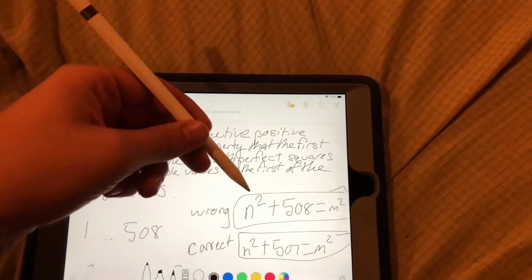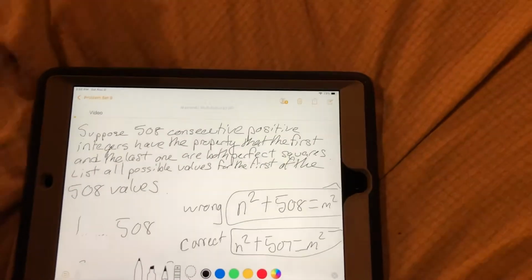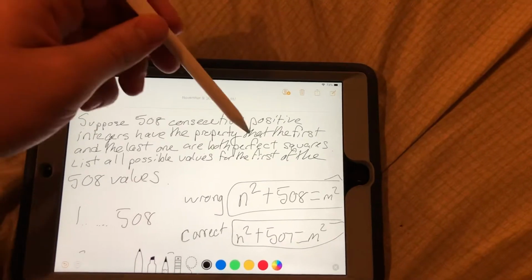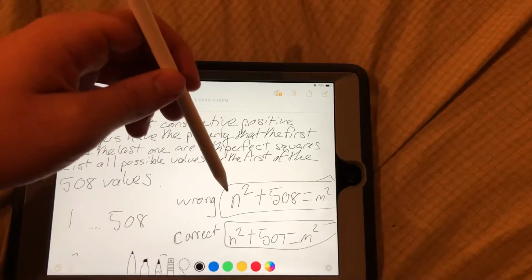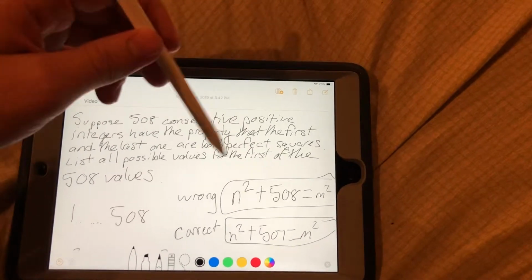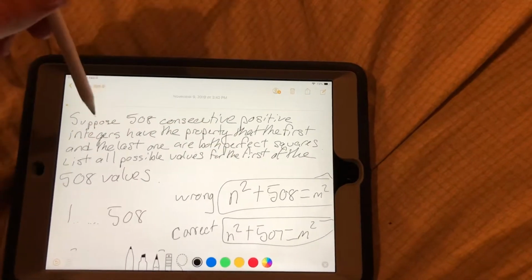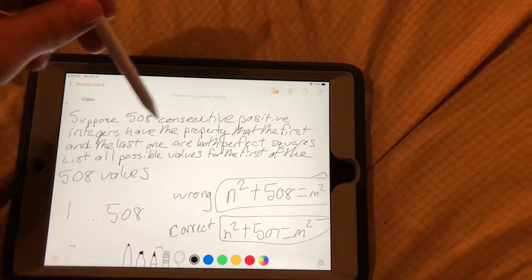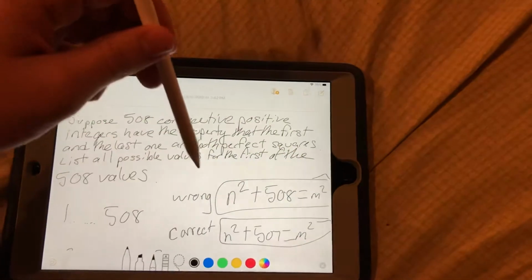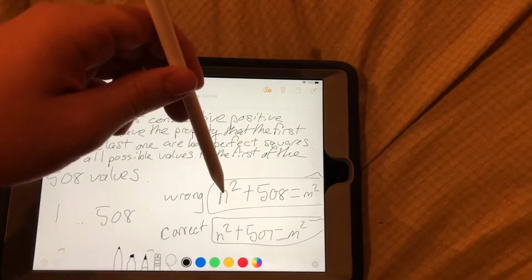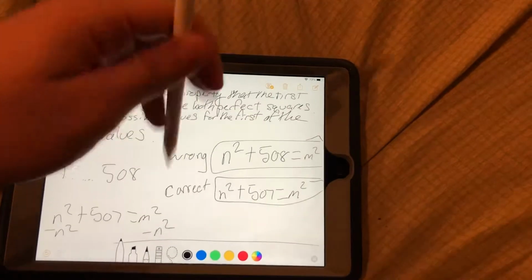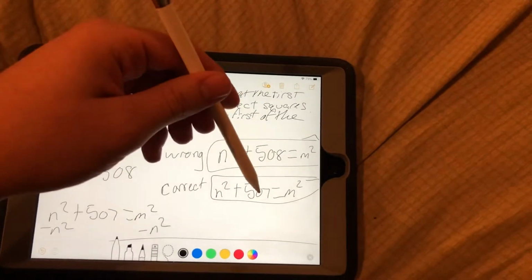I made one, but I realized it was wrong because it says to have the property that the first and the last are both perfect squares. So the first value is a perfect square, and then you have to add 508 because it says suppose that 508 consecutive positive integers are in the middle of this and this, right? But this counts as one of the numbers. So the formula actually ends up being n squared plus 507 instead.